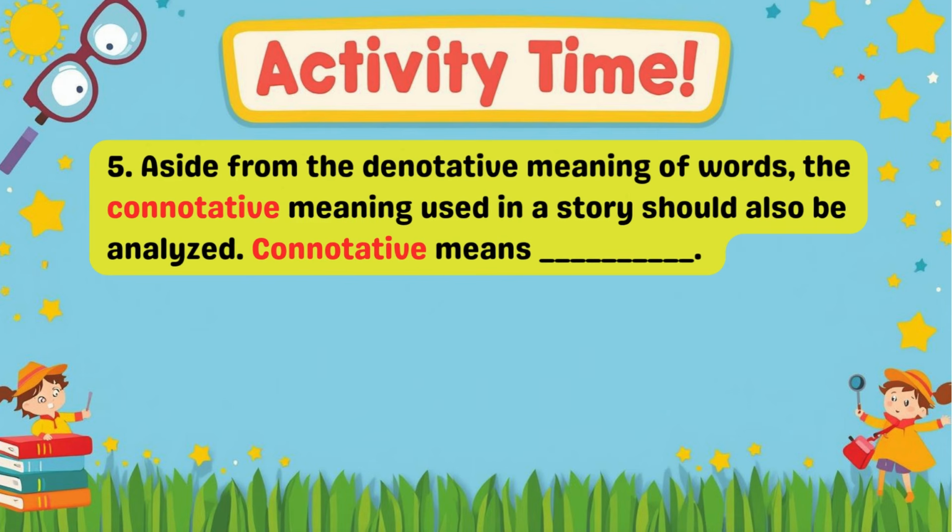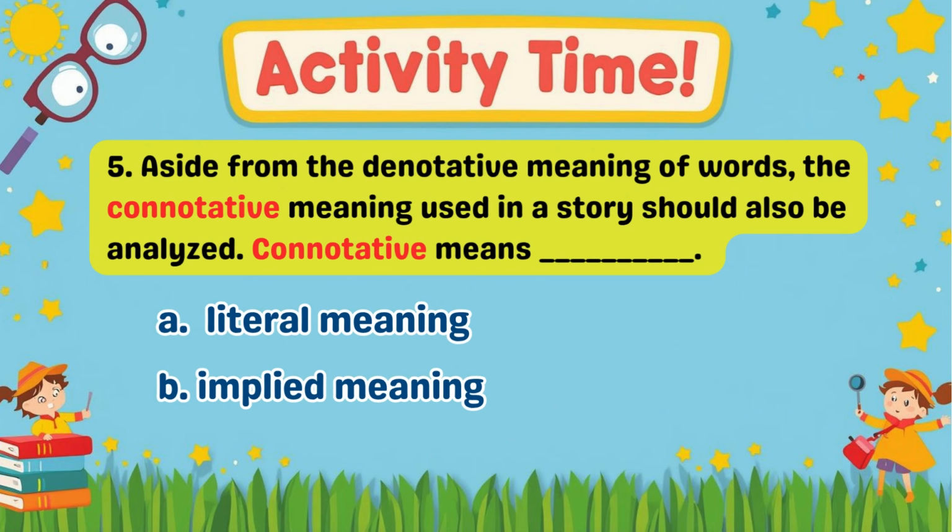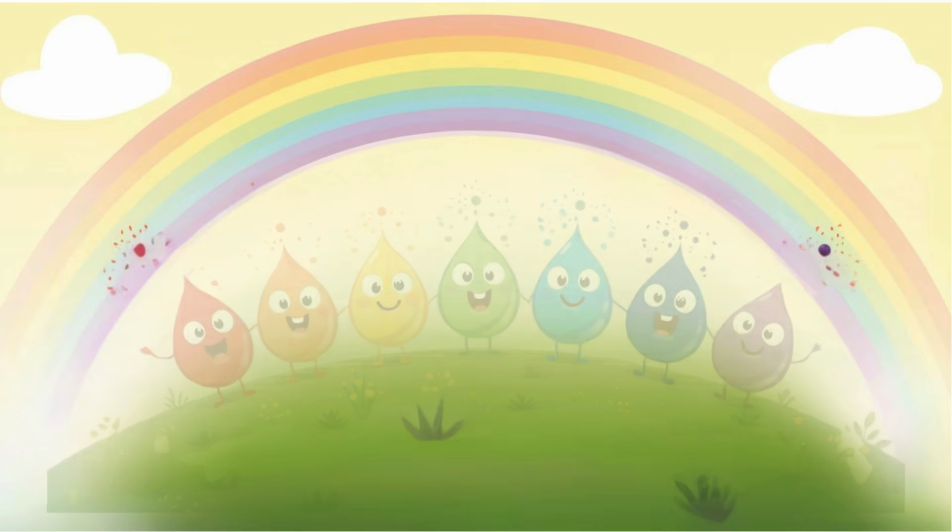Number 5. Aside from the denotative meaning of words, the connotative meaning used in a story should also be analyzed. Connotative means letter A, literal meaning, or letter B, implied meaning. The correct answer is letter B. Connotative means implied meaning. All right, class.